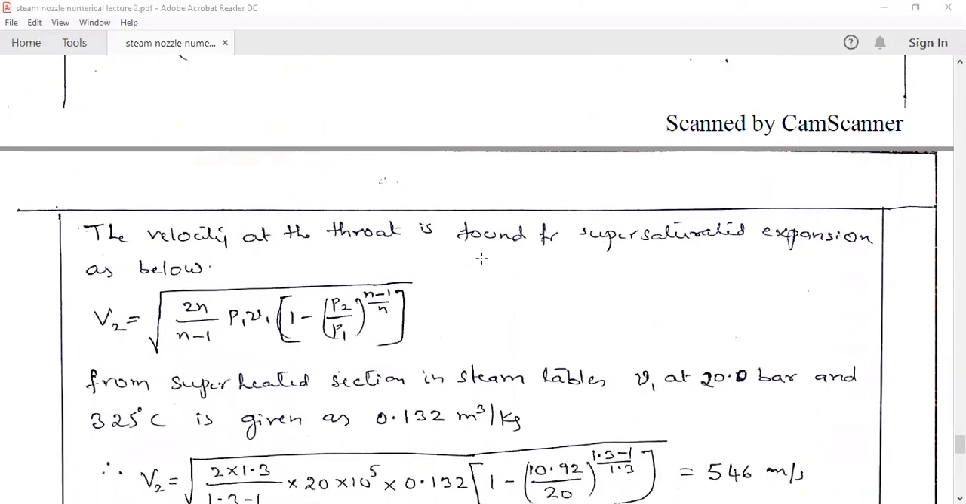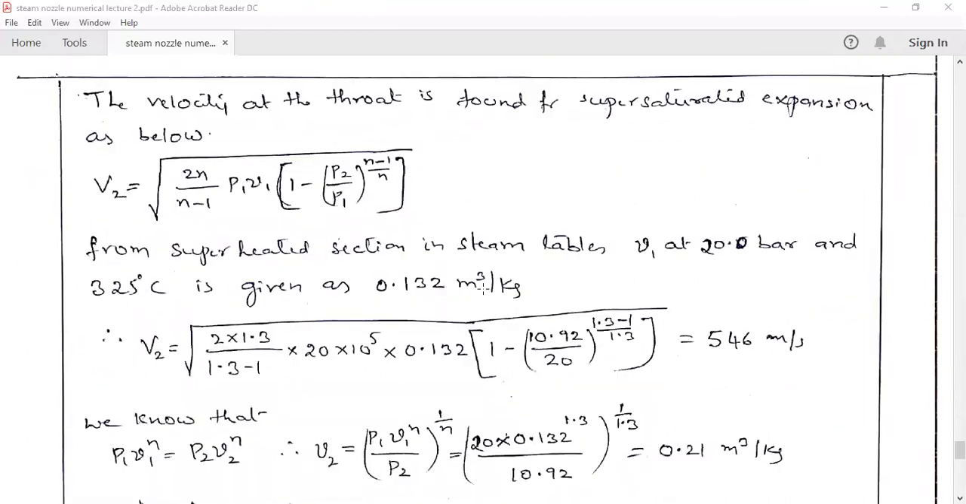Next, the velocity at the throat is found for supersaturated expansion. It was obtained in our derivation part. So V2 is equal to square root of 2n by n minus 1 P1 V1 into 1 minus (P2 by P1) power n minus 1 by n. Before substituting, get the V1 value. V1 at 20 bar pressure is given as 0.132 meter cube per kg. So this small v1 is the specific volume, and this capital V is the velocity.